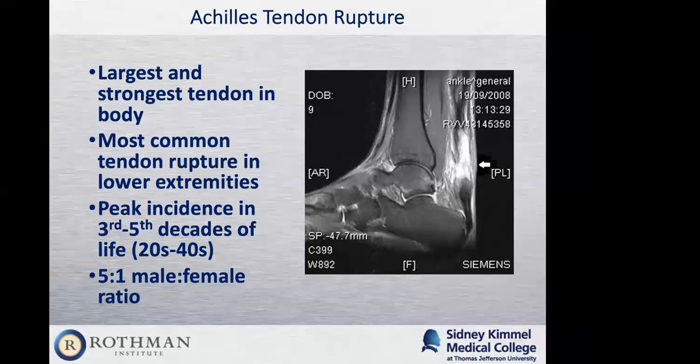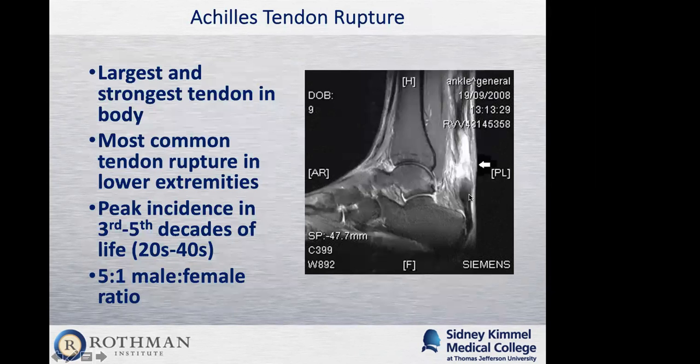It is the most common tendon rupture in the lower extremity, with a peak incidence in the 3rd to 5th decades of life. So essentially patients in their 20s through 40s, but there are certainly patients in their teenage years who can rupture, and there are certainly patients beyond their 40s who rupture their Achilles. As opposed to the bunions that were more common in females, Achilles tendon ruptures are more common in males. This is an example of an MRI that shows a rupture of the Achilles tendon.